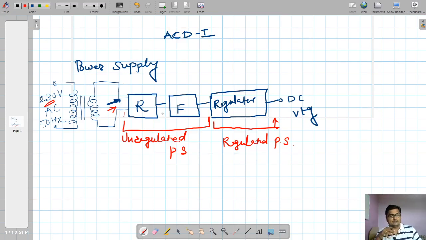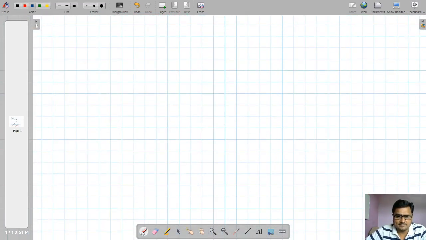But still, we will go into the detail of each and every component which is used in a rectifier as well as a filter. We have started with this chain of power supply, and the motto is we need to understand how this 230 volt large AC voltage is converted into a small DC voltage. Let's start with the first component, that is transformer. Let me take a new page and we'll start with transformer.